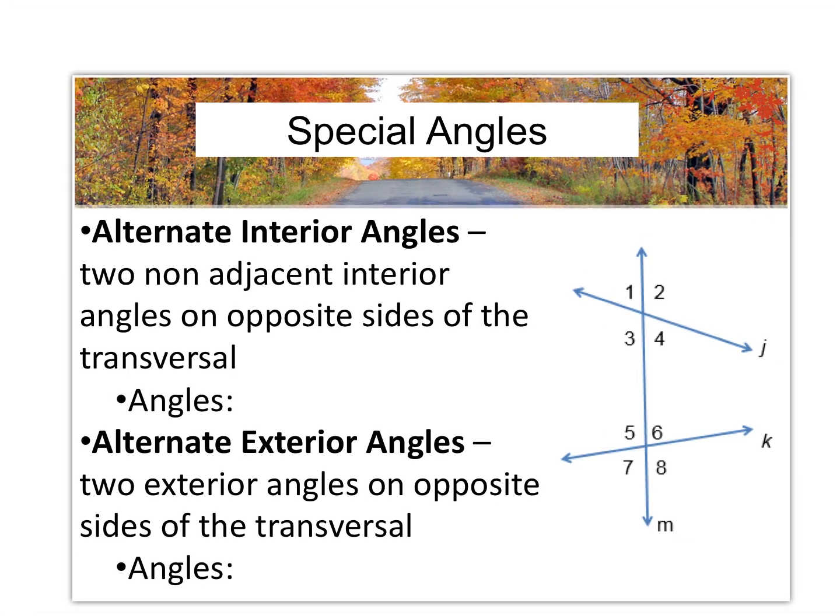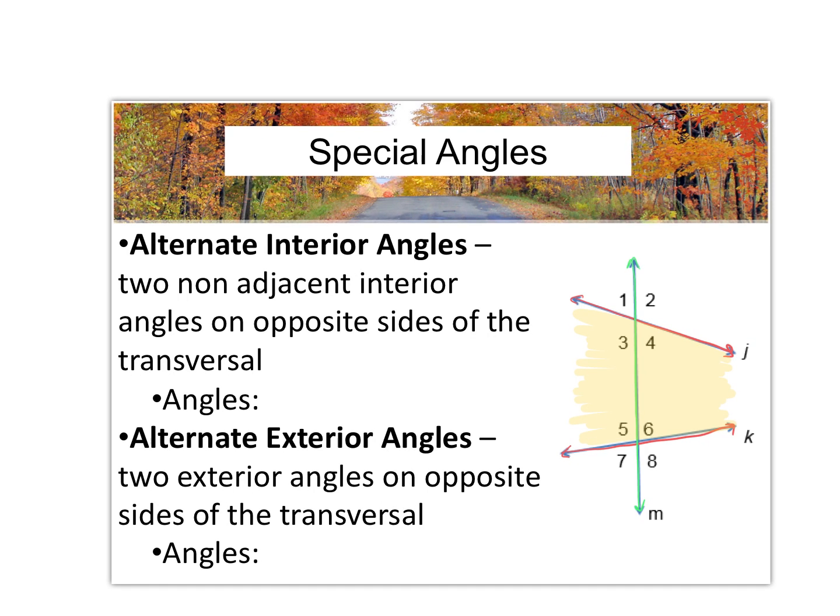Now that we know what interior and exterior are, and just to be consistent, let's go with red again, right? We've got lines J and K, we have this transversal here, M, and we have the interior, which I'm going to shade off for us again. And so we know that the interior angles in here are 3, 4, 5, 6, and exterior are 1, 2, 7, 8. But then, more specifically, we talk about alternate interior angles. And alternate interior angles are two non-adjacent interior angles on opposite sides of the transversal.